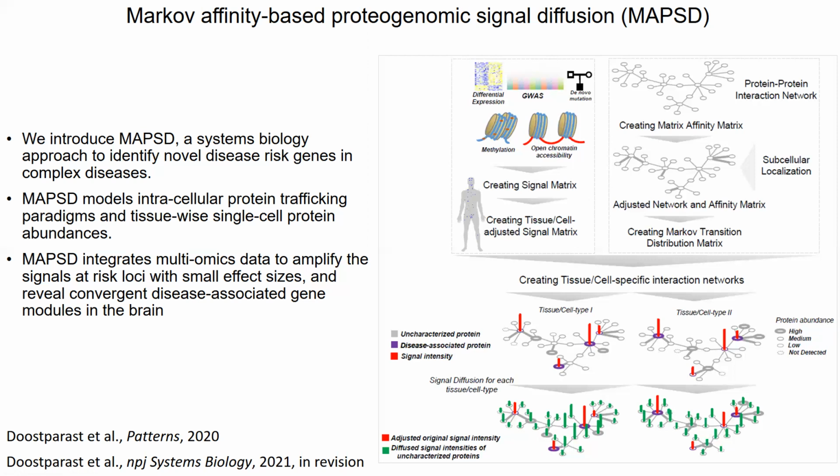We can calculate the amount of signal after diffusing the known signals onto the network, which are shown here in green bars. So for each green bar, graphically, the longer the bar is, the more signal it has, and the more susceptible we hypothesize it is to the disease.